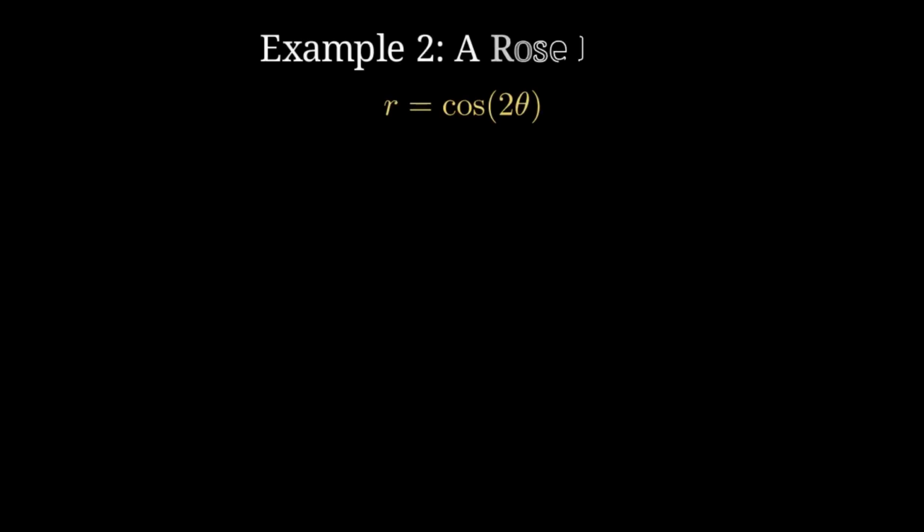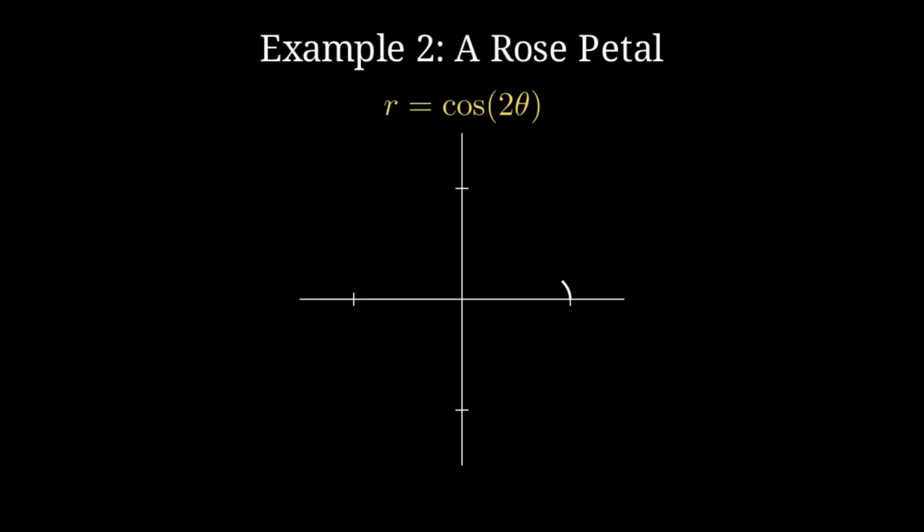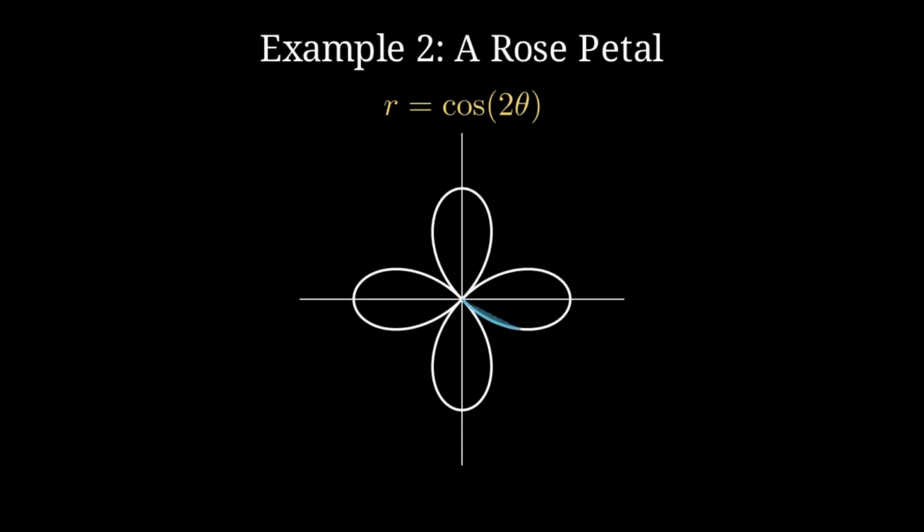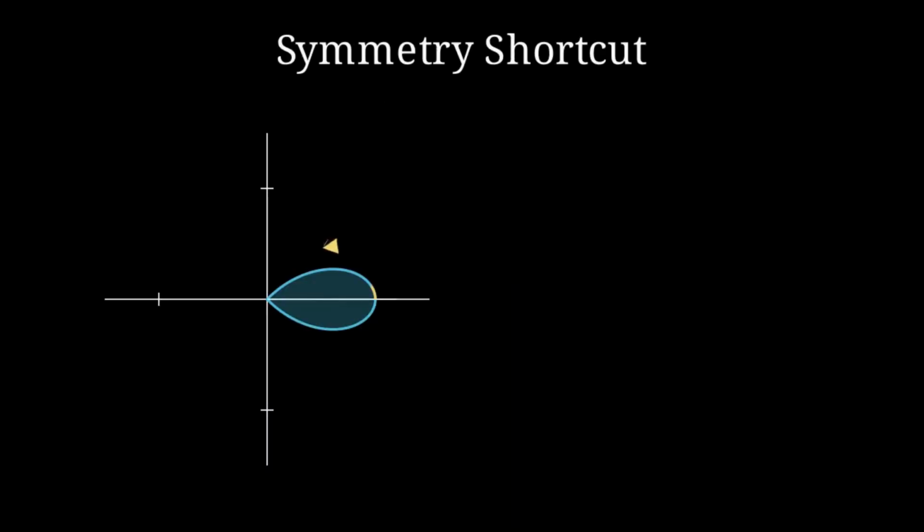Now consider a rose curve. To find the area of just one petal, we must find the angles where the radius returns to the origin. For this function, one petal is traced from negative pi over 4 to positive pi over 4. We can use symmetry to simplify our work. By integrating from 0 to pi over 4 and doubling the result, we calculate the same area with easier boundary values. Symmetry is a powerful tool in polar calculus.